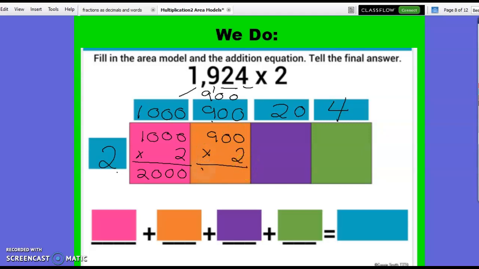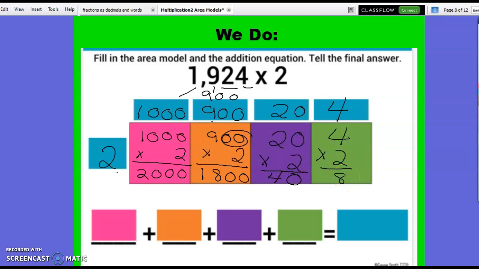9 times 2 is 18. And I add my 2 zeros, so add your 2 zeros there. Then your 20 times 2 is there. You're going to multiply 2 times 2, which is 4. And then you have your 0. Then you have your last one, which is 4 times 2, which is 8.